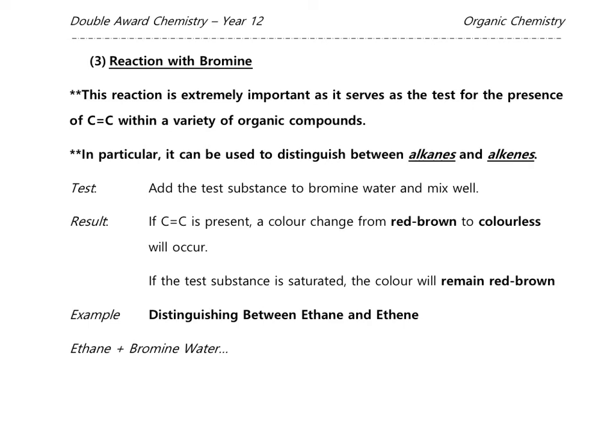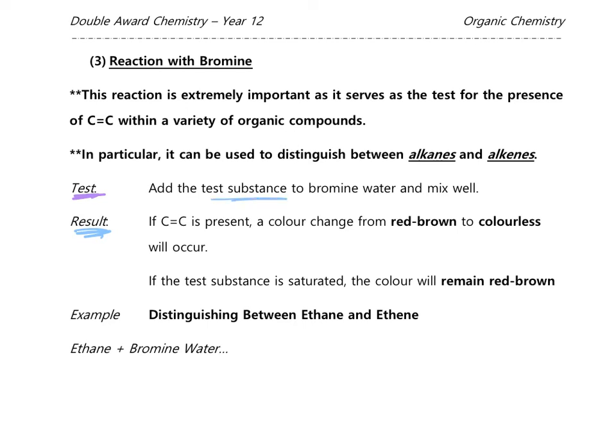So essentially what we do, just like if you were describing how you test for carbon dioxide, first of all you describe what you do, second of all you describe what you see happening if that particular gas is, say for example, carbon dioxide. Your test would be bubble the gas through lime water, and your result would be the lime water changes from colourless to milky. So it's a bit like this if you were asked to describe the test for bromine, and make sure you know this really well. So essentially what you do is you add the test substance.